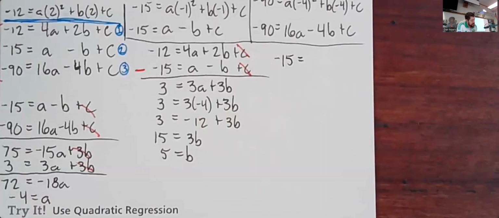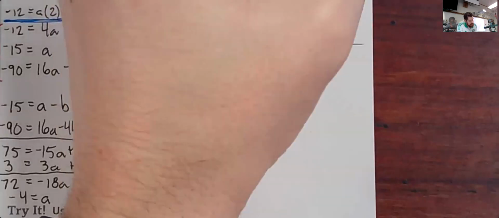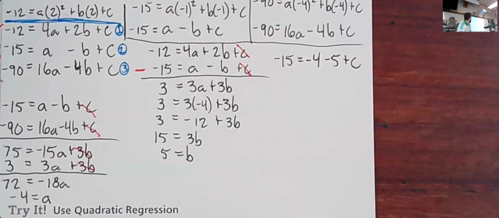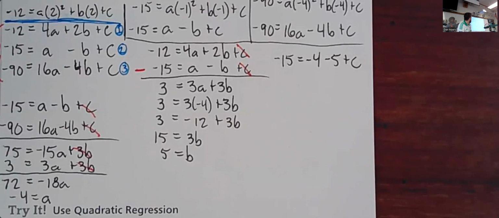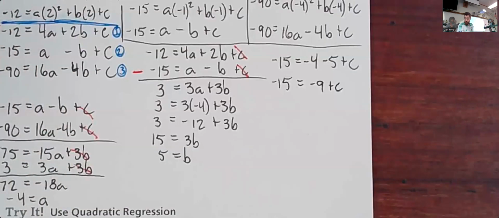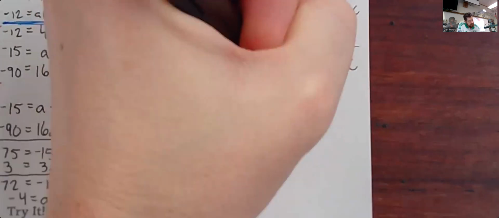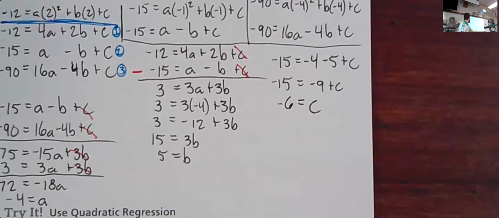And we're going to have -15 equals, we have A, -4. B is 5, so -5, and then plus C. So let's see, -4 minus 5, that's -9. So that's -15 equals -9 plus C. -15 plus 9? What does that equal? -6. So C equals -6. All right, there we go.